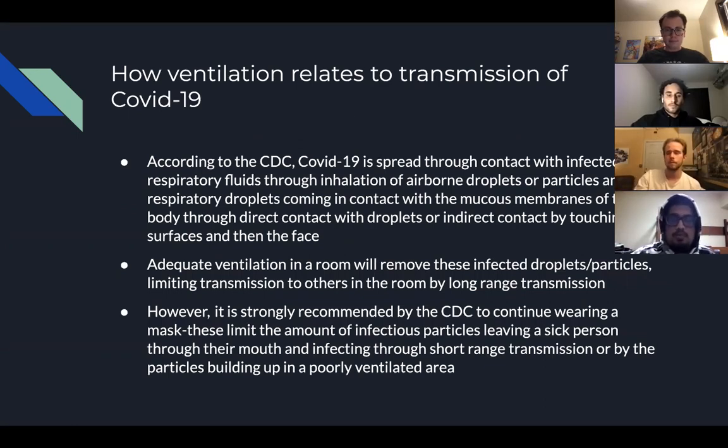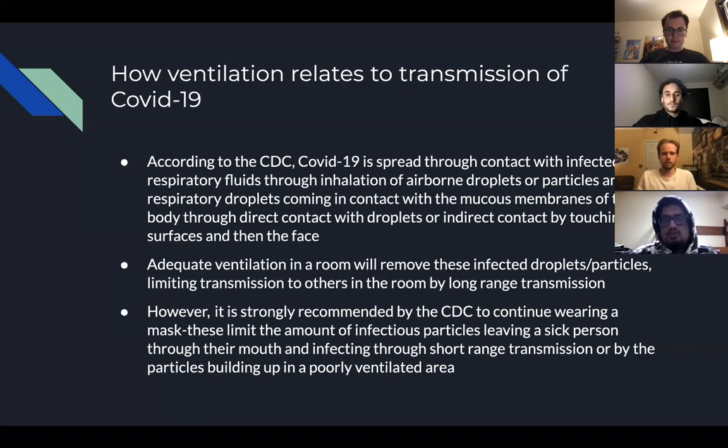Moving on, we discuss how ventilation relates to transmission of COVID-19. According to the CDC, COVID-19 is often spread through contact with infected respiratory fluids: through inhalation of airborne droplets or particles, respiratory droplets coming in contact with mucous membranes of the body, through direct contact with droplets, or indirect contact by touching surfaces and then the face. However, adequate ventilation in a room would remove these infected droplets or particles, limiting transmission to others in the room by long-range transmission, which adds on to the previous slide of why ventilation is very important.